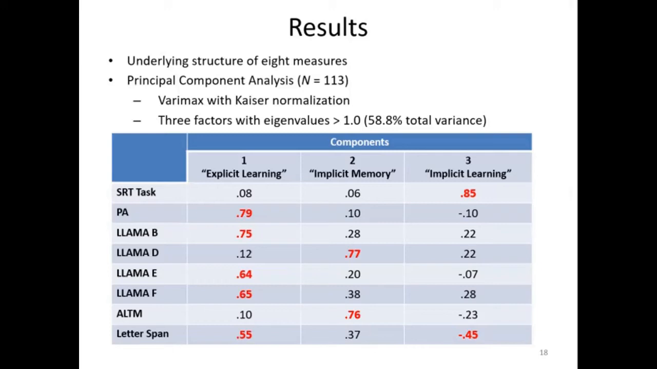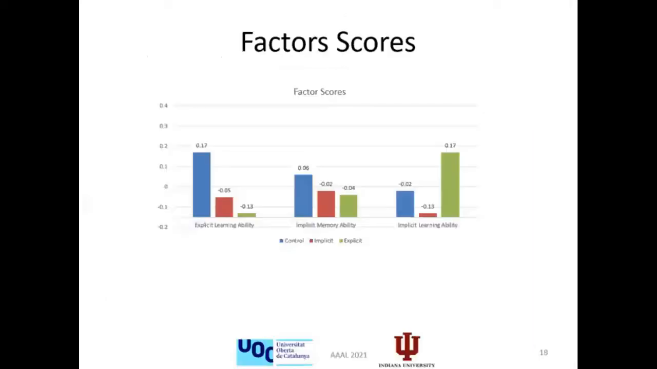5 tests loaded on the first factor: paired associates, lemma B, E, F, and letter span. 2 tests loaded on the second factor, lemma D and ALTM, and 2 tests loaded on the third factor, SRT, serial reaction time, and letter span. Letter span loaded negatively on the third factor. So based on the similarities between the tests that loaded on the same factor, we named the first factor explicit learning ability, the second implicit memory ability, and the third implicit learning ability.